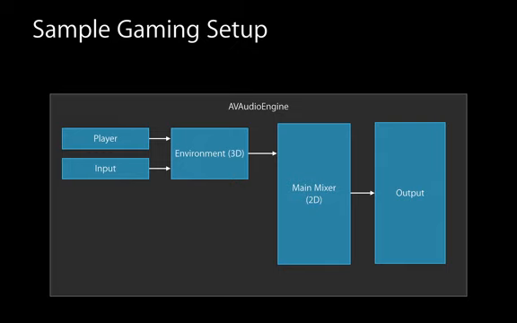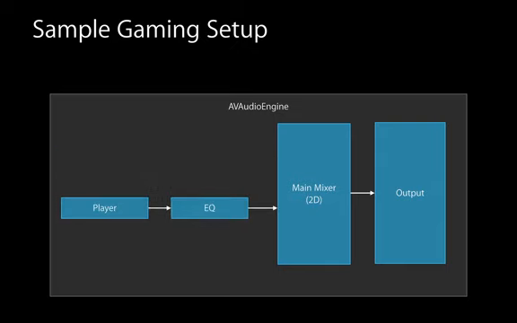I can connect the player node and the input node to the environment node, and that's connected out to the engine's main mixer. I can now have a second player that I'm going to dedicate to playing music. So this player is going to play music, and I'm going to run it through an EQ and connect that to the main mixer. Let's say that I present some UI for the user so that he can tweak the EQ settings, maybe to make the music sound better.